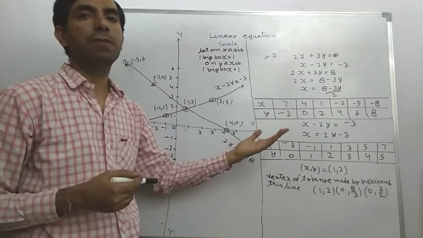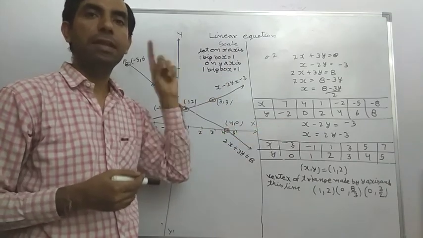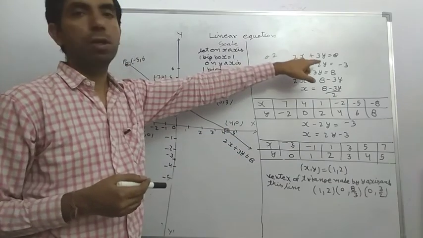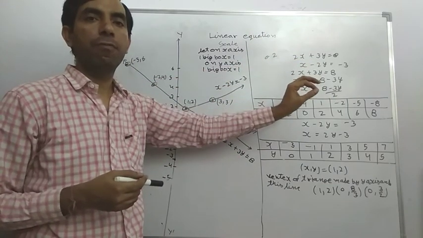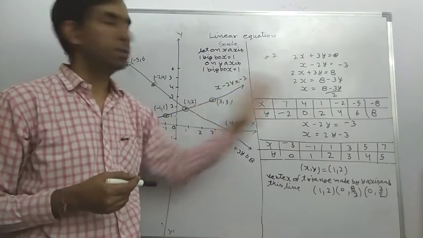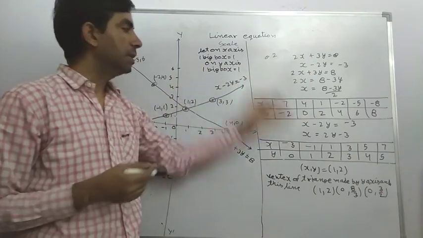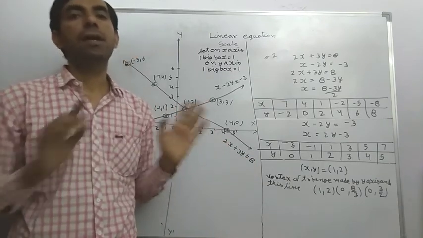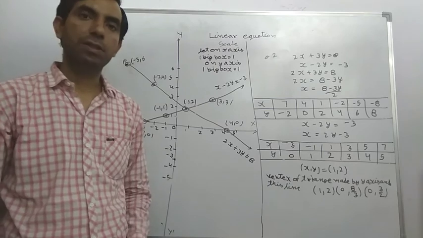Similarly, we can find the vertices of the triangle made by the x-axis. That time, we write the value of y equal to 0, fill it into the equation, and find the value of x. That is the simple solution. By this method, we can calculate any linear equations of two variables easily and clearly. So, thank you for watching this video.